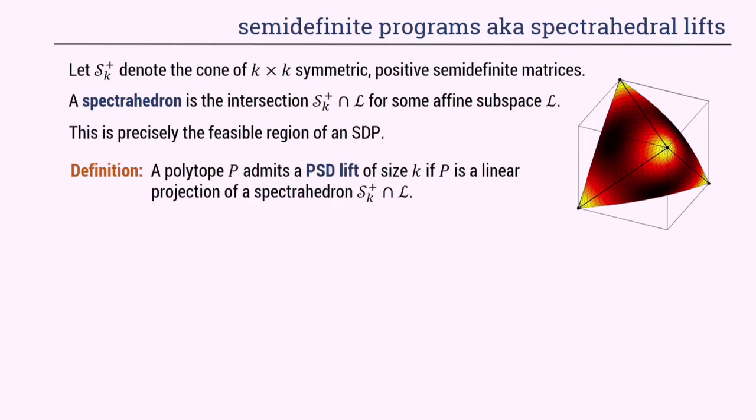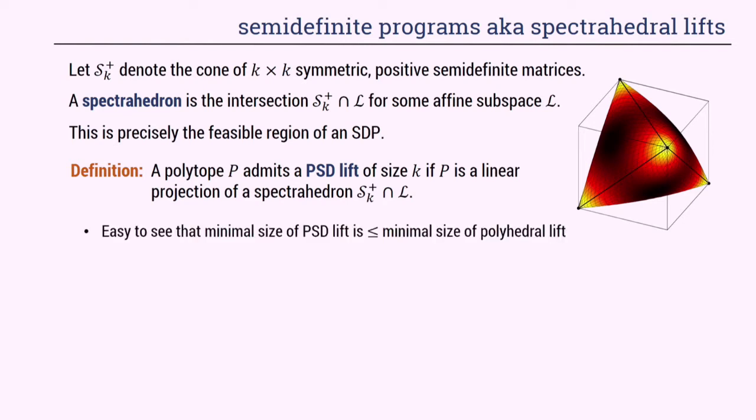And then you can define a corresponding theory, which is that the PSD lift size of a polytope is the smallest spectrahedron that projects to that polytope, where I'm measuring things in terms of this parameter k. I will call k the dimension sometimes, perhaps by accident, even though the dimension of this space is really something more like k times k plus 1 over 2. But okay, it's easy to see that this model is more powerful. So with PSD lifts, you can implement all of the polyhedral lifts.